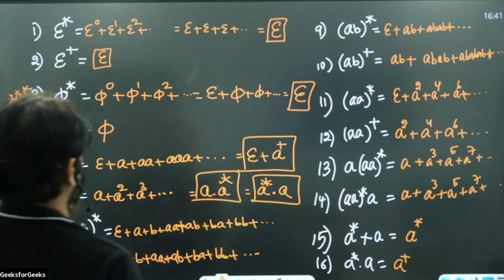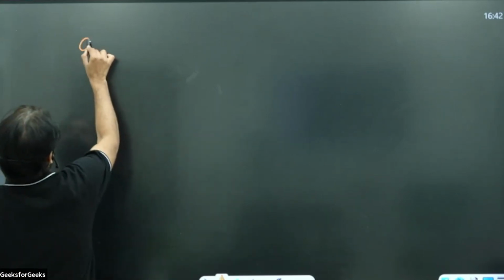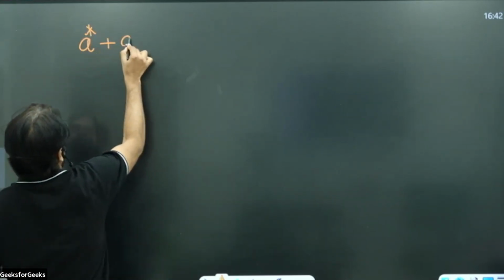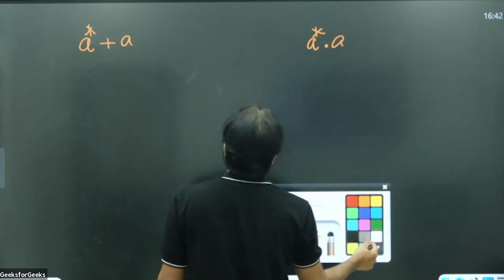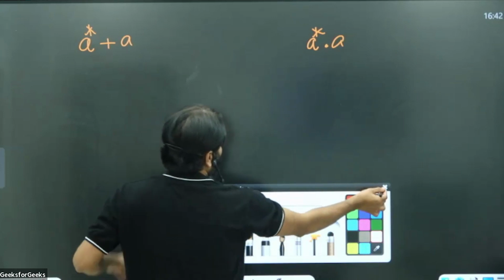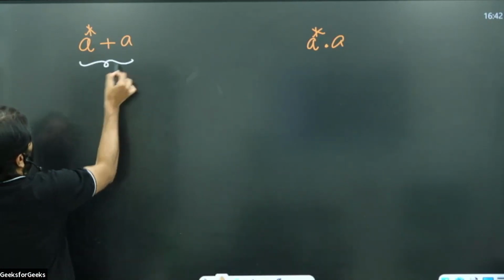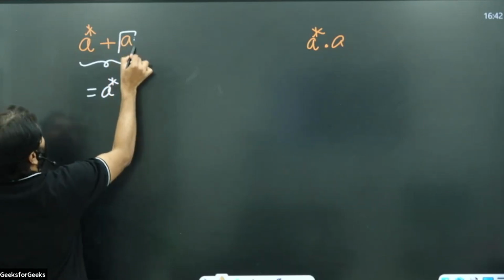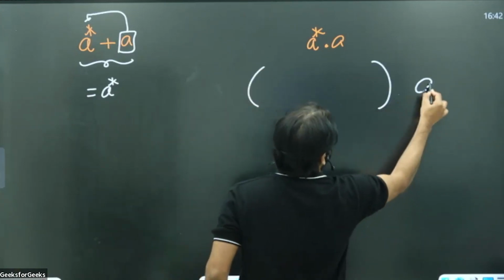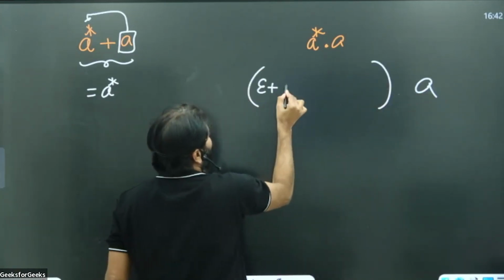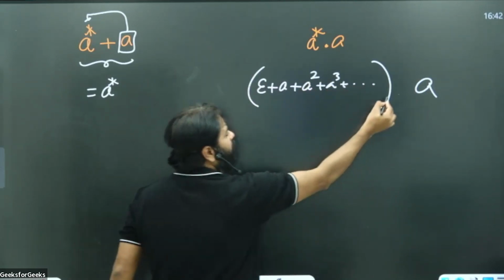(15 and 16) they are not same. I'll explain. A star plus A, and A star dot A, are the same? How can they be the same? If they are same, then dot and plus no difference in the world. Why do you have 2 different names and 2 different definitions? Okay, this one you already know, which is equal to A star, because this A is already there inside as A power 1. But here dot is there. Dot means after A should come, and here epsilon, A square, A power 3 and so on, and dot A.